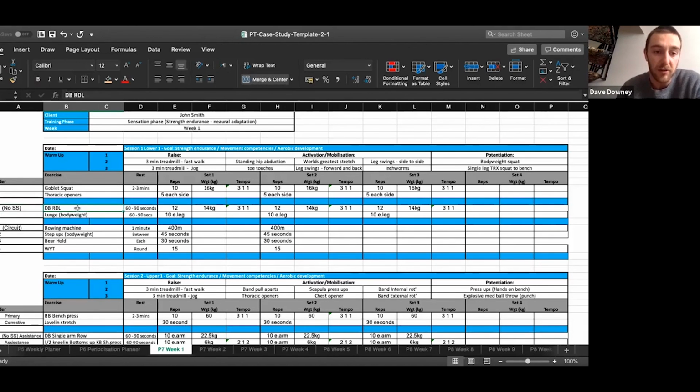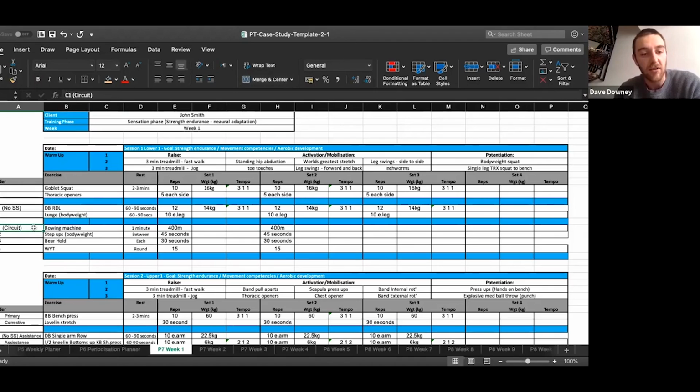So we look at a dumbbell RDL. So we know his hinge pattern is great. We're looking at 60 to 90 seconds rest, and we're just doing 3x12 on our programming there. And then the same, so you've got your lunge pattern, just body weight to begin with. So obviously we don't want to overload John straight away. This is the first session. So we just want to see how he takes to this load, and we will monitor that over the next kind of 2 to 4 weeks.